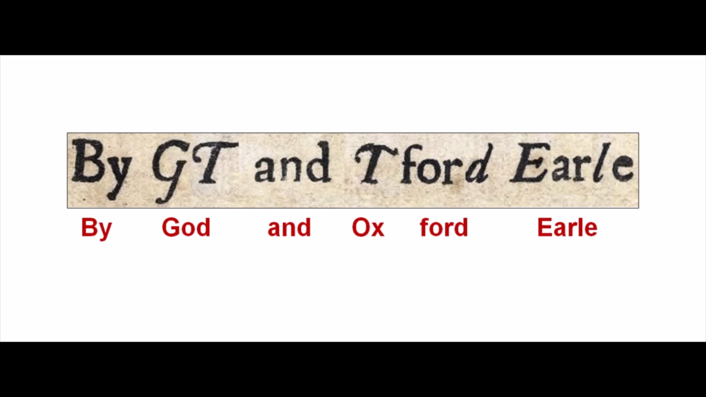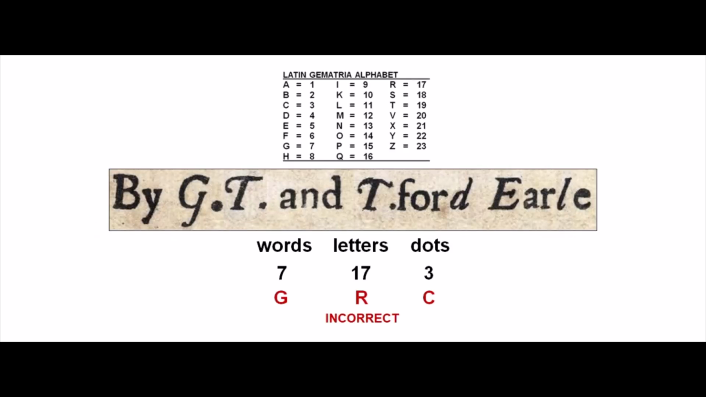Years ago, when he made the video covering the byline, it wasn't known that the Gold and Rosy Cross was a part of the message, so I'm going to point it out to you now. For a time I thought by God and Oxford Earl was a combination of 7 words and abbreviations comprised of 17 letters and 3 periods or dots, and that these numbers, 7, 17, and 3, were the gematria equivalents of the letters GRC for Gold Rosy Cross.